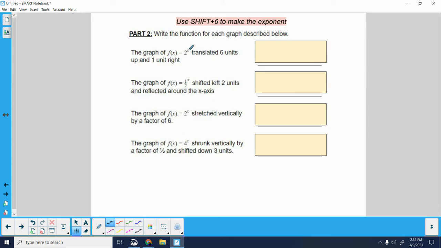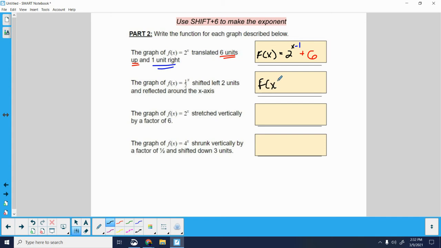Okay, so this function is going to go 6 up and 1 right. So since it's going to the right, that transformation gets applied to the exponent, and we do opposite of what our brain thinks. So we write -1. And since it's going up 6 units, we do that at the end of the equation, and we do +6.